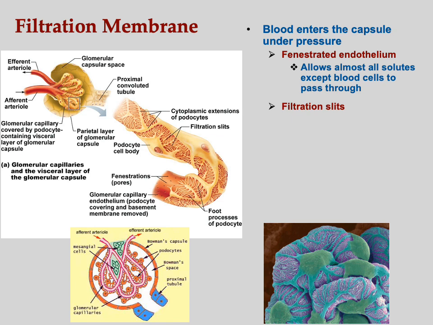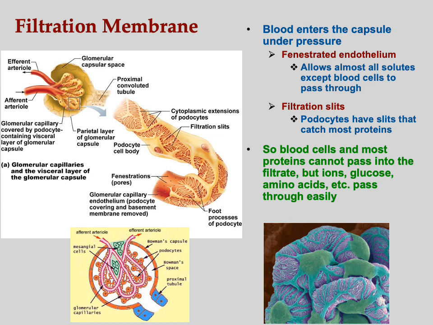Then there are these filtration slits, which are part of the podocytes. The podocytes are the cells that form the visceral layer of the capsule, of the corpuscle. So blood cells and most proteins cannot pass through, but ions and glucose get through easily. And so the podocytes, by the way, are catching the proteins. The proteins are getting out, because remember, like in endocrine glands, a lot of hormones are protein hormones, so they can get through the fenestra. So proteins will make it out, but then they get caught by those filtration slits from the podocytes. So isn't that clever? Like a two-layer filter there that lets out and keeps in exactly what you want.